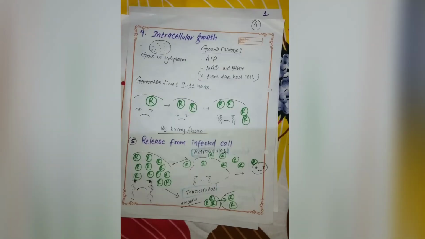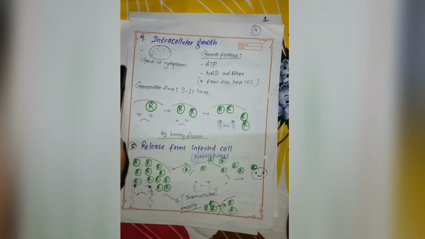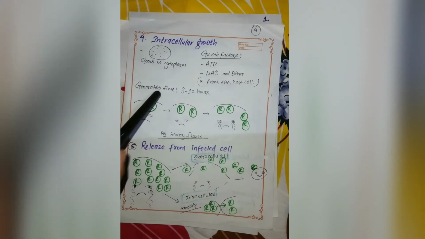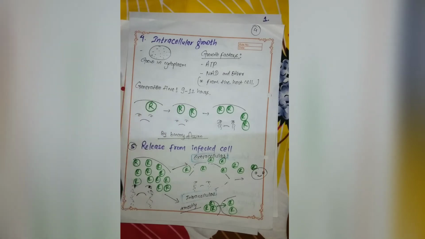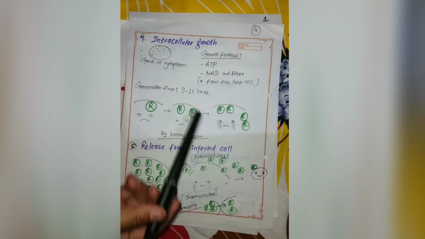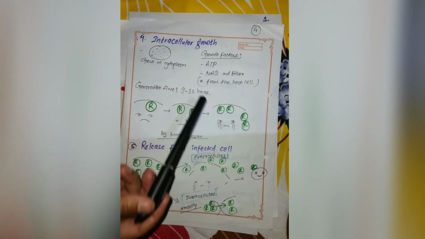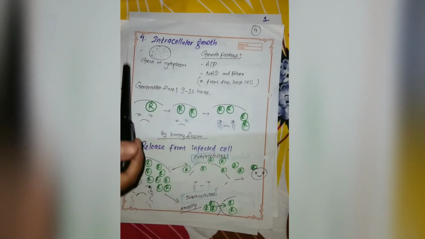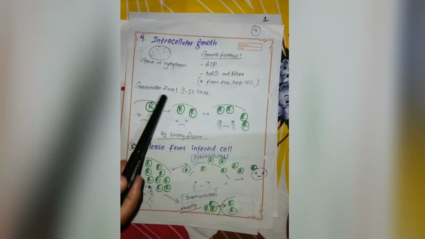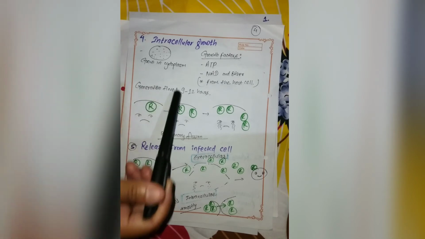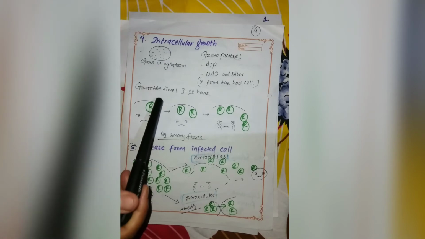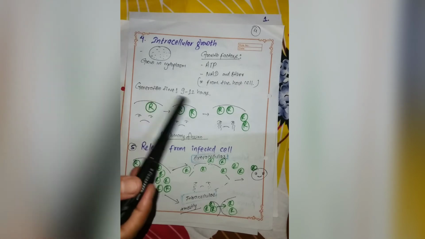Next one is intracellular growth. This Rickettsia will grow in the cytoplasm of the cell. We have talked about it many times. And what are the factors that help in the growth inside the cytoplasm? Okay, there are different factors like ATP, NAD, and other factors. This bacteria gets these factors from the host cell. The generation time of this bacteria is 9 to 12 hours. What is generation time? Generation time means the time required for the bacteria to convert one bacteria into two.